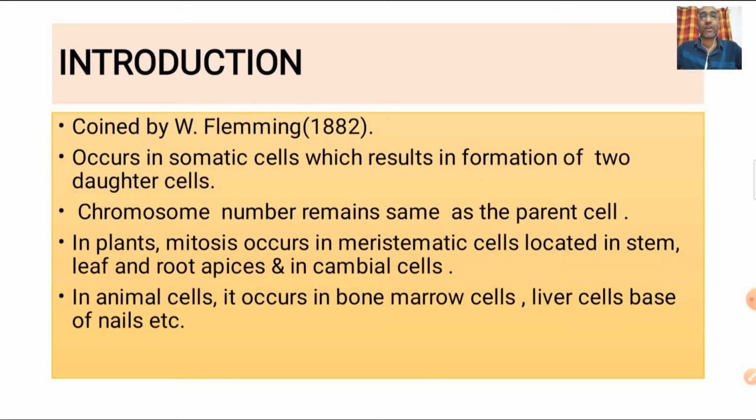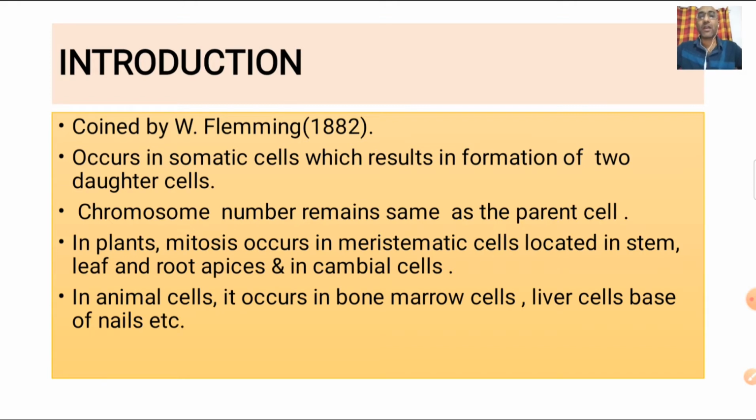The term mitosis was first coined by W. Fleming in 1882. Mitosis is confined to somatic or vegetative cells. It results in the formation of two daughter cells from a single parent cell, and the most important feature is that these two daughter cells contain the same number of chromosomes as the parent cell. If the parent cell has 10 chromosomes, the two daughter cells will also have 10 chromosomes each.